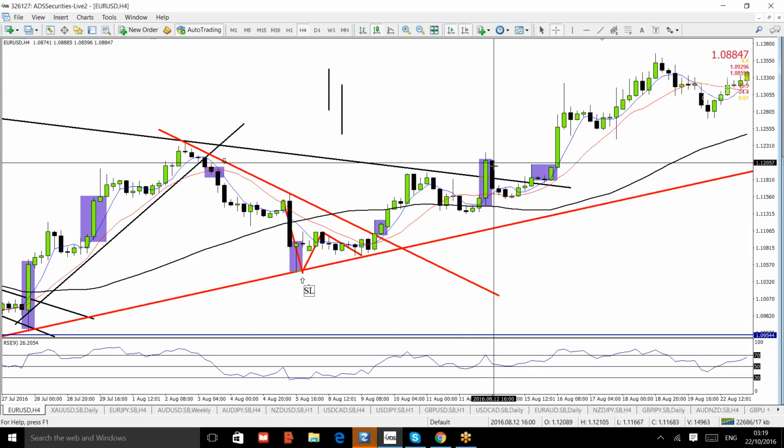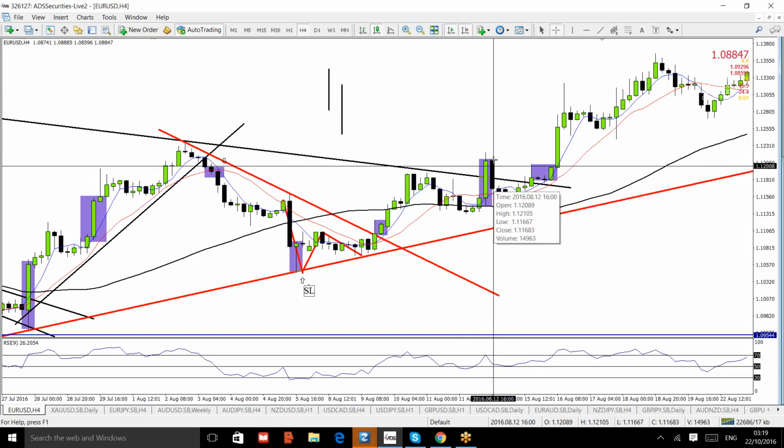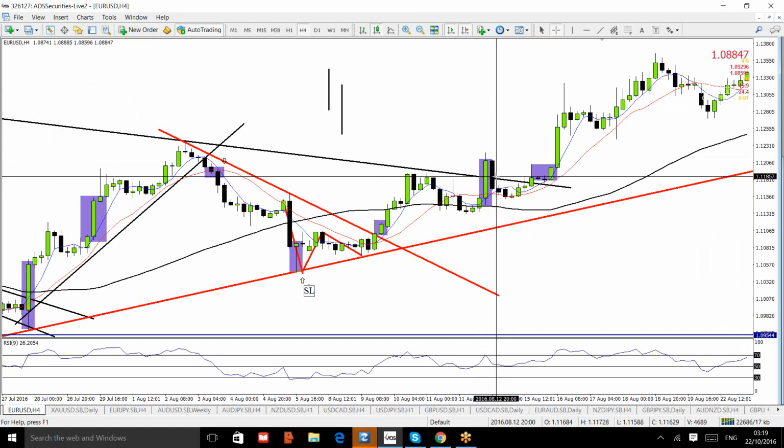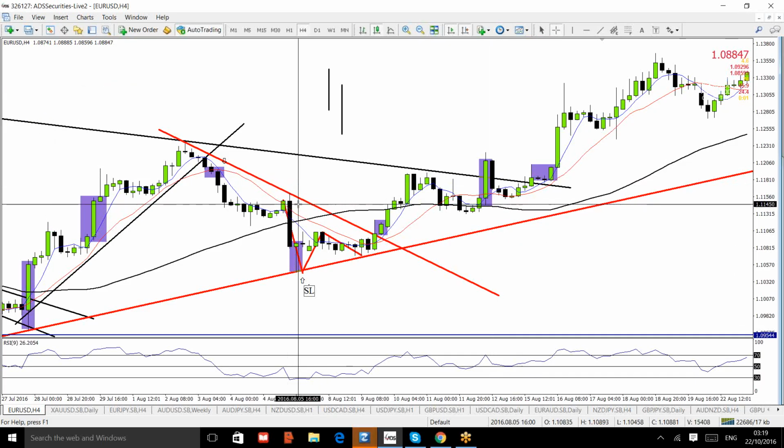Okay, which candle? This candle. This candle. This candle.